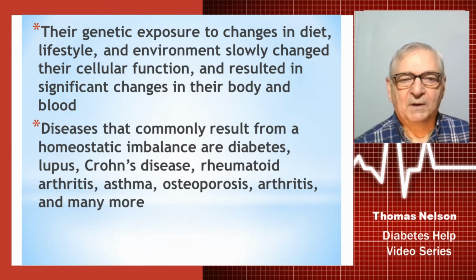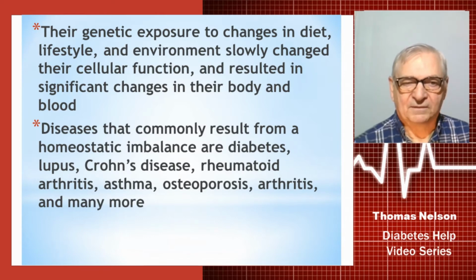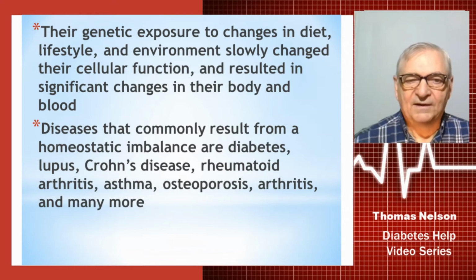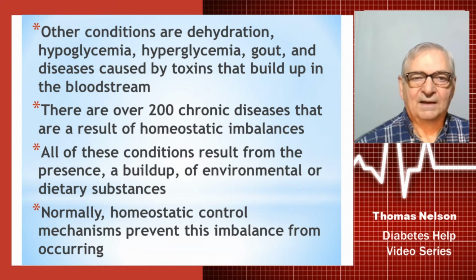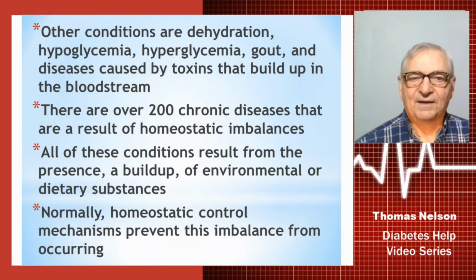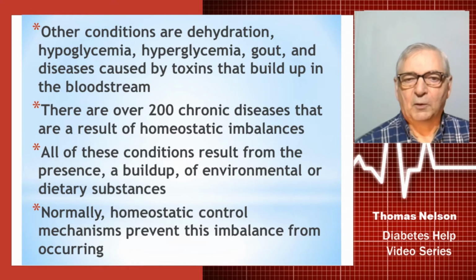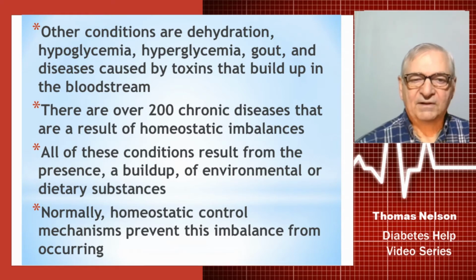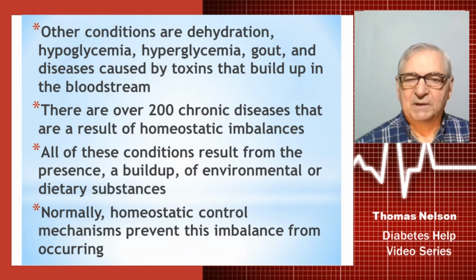Diseases that commonly result from a homeostatic imbalance are things like diabetes, lupus, Crohn's disease, rheumatoid arthritis, asthma, osteoarthritis, or osteoporosis, and many more. There's over 200 different ones. Other conditions like dehydration, hypoglycemia, hyperglycemia, gout, and diseases caused by toxins that build up in the bloodstream, and those can change your genetic makeup. So there are now over 200 chronic diseases that are the result of these homeostatic imbalances. All of these conditions resulted from the presence of buildup of environmental or dietary substances, which happen to be pressures on the body from the environment surrounding it.